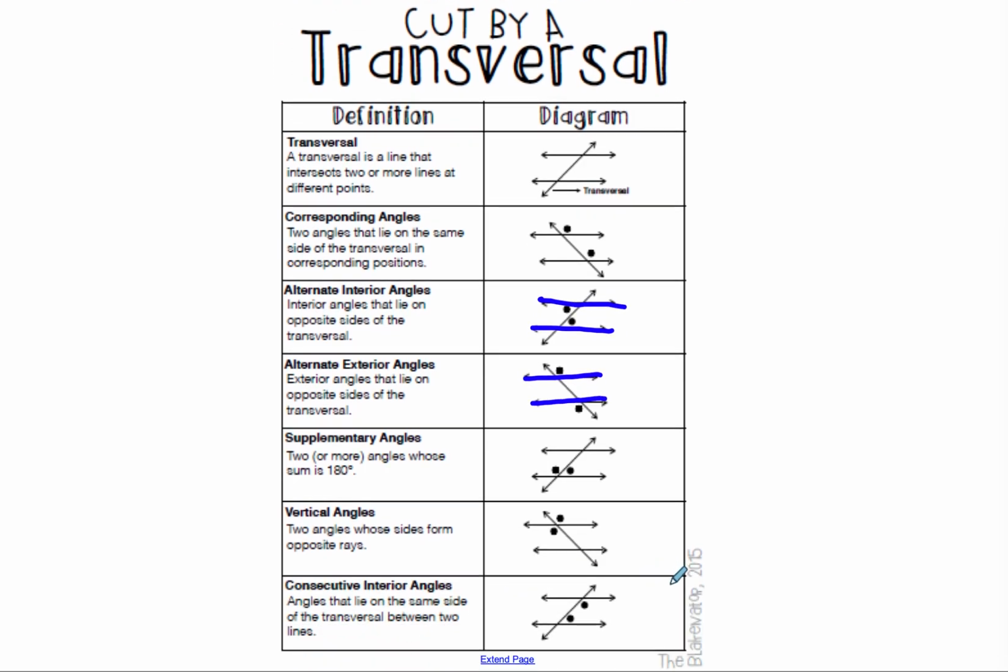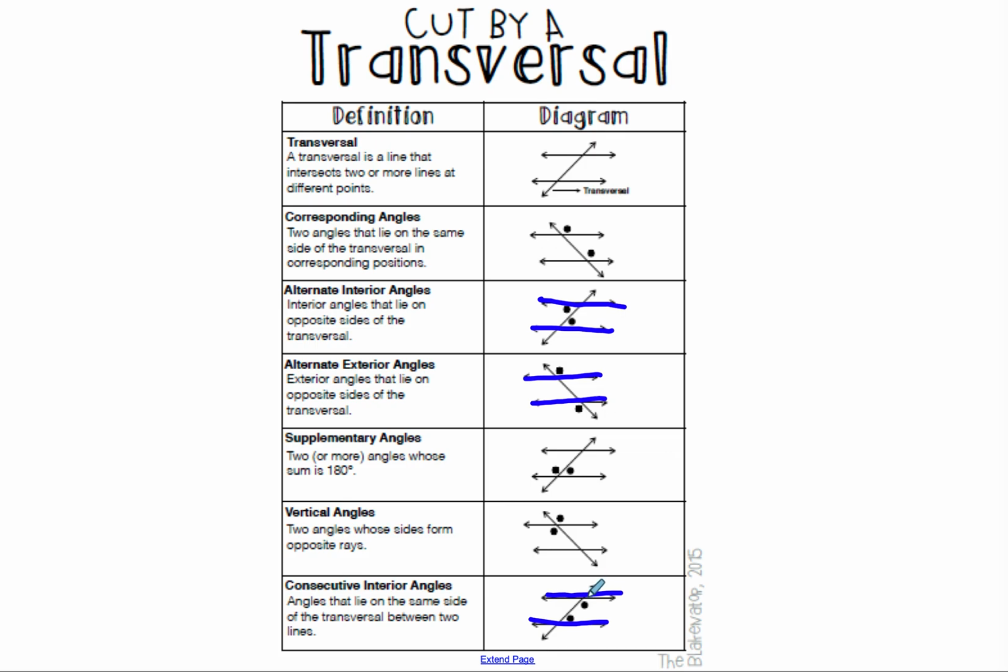And then our last one here, consecutive interior. So consecutive means they're on the same side. Sometimes you hear it called same side interior, but consecutive interior is the most common way to say it. They're in between. Remember, interior means in between the two parallel lines, but on the same side. Alternate interior, in between the two lines, but on different sides of the transversal. Consecutive interior, inside the parallel lines on the same side.